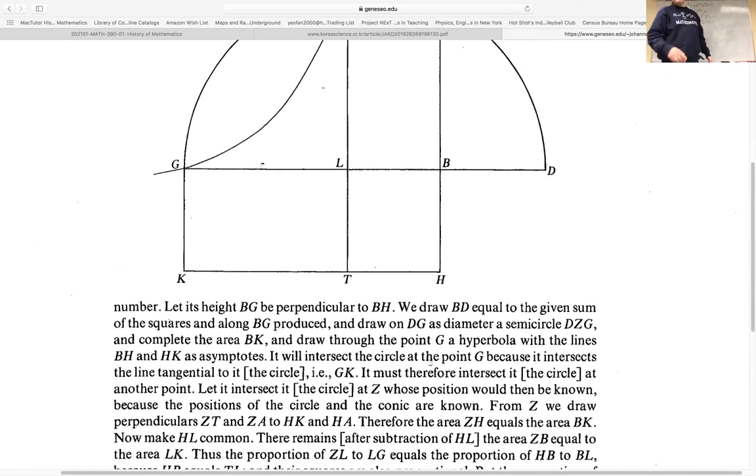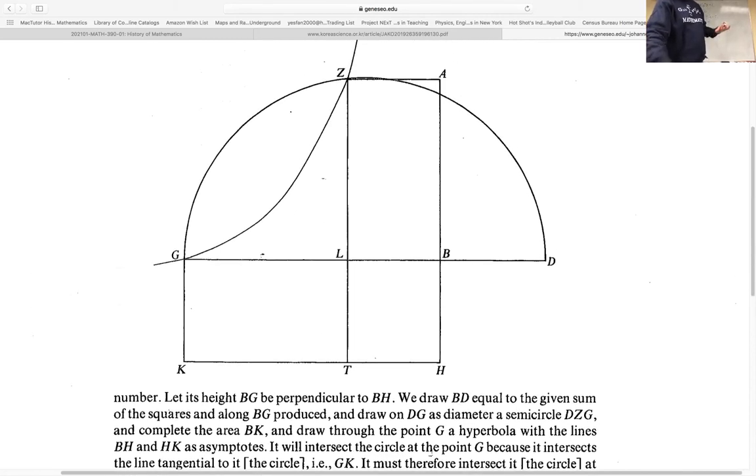Draw on DG as diameter a semicircle DZG. All right, well, I believe you. That looks like a semicircle. So great. We have no idea, by the way, why he's doing this, but it's going to work out magically, wonderfully nice in the end.